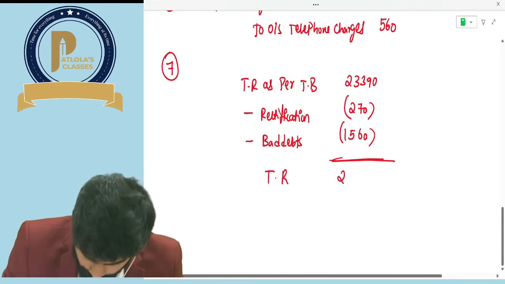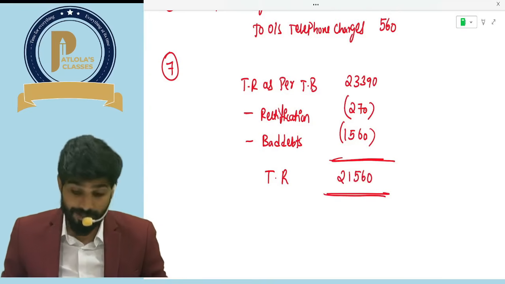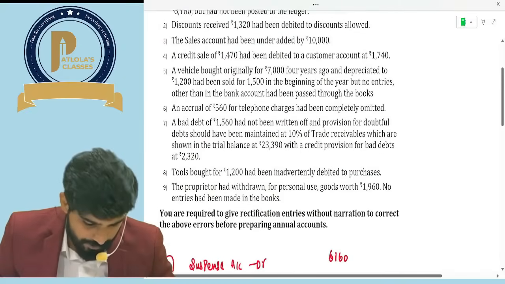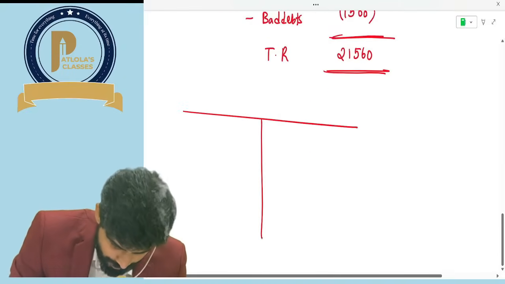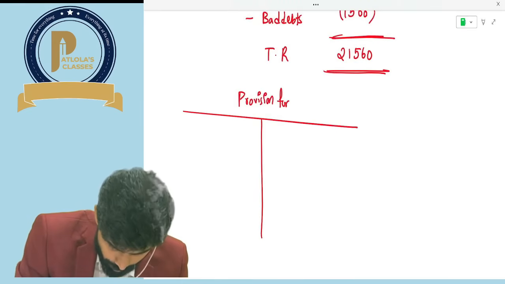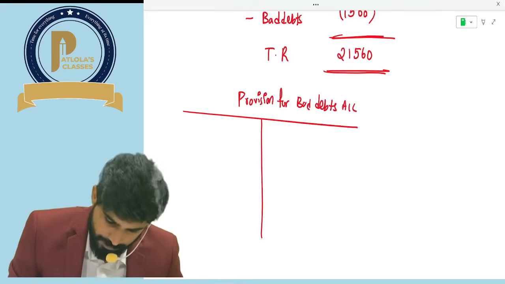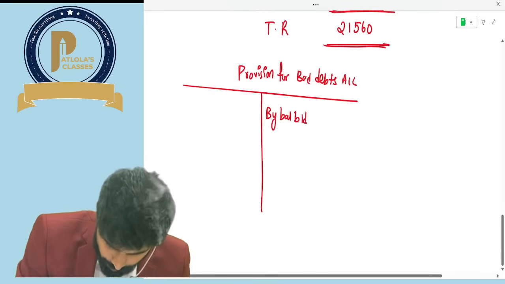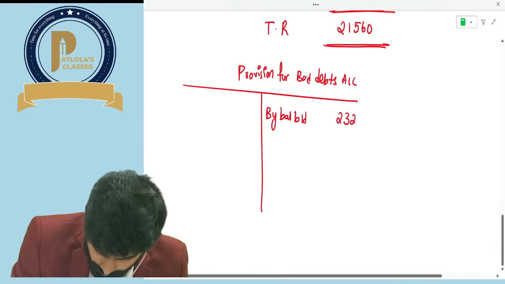It will be 21,560. On this you have to maintain 10%. But let us see how much provision we have. How much provision we had is 2,320. Let us try preparing a provision for bad debts account. Can I say, by balance brought down, how much is it? That is already there, 2320.